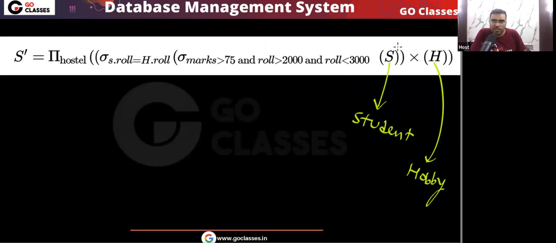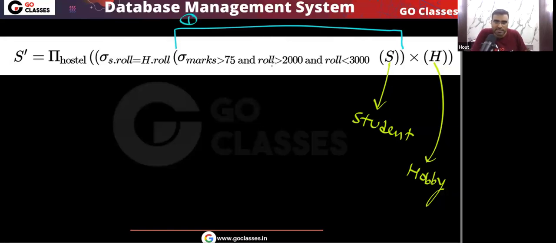Look at the parenthesis. This parenthesis is matching with this parenthesis. So first you will do this. Okay, first you do this. This parenthesis is matching with this parenthesis. So first you do this. Then tell me what will happen.